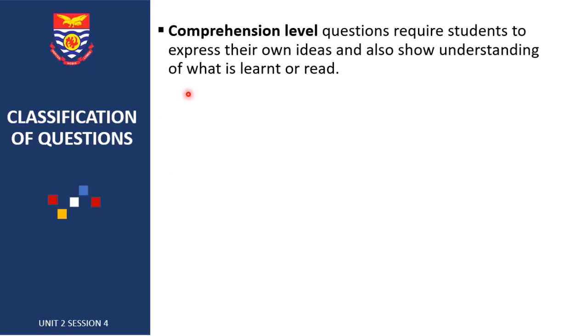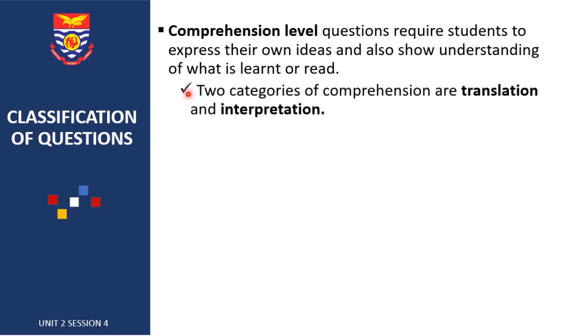Comprehension level questions require students to express their own ideas and also show understanding of what is learned or read. At this level, we can talk about 2 categories. And what are those categories? They are the translation and interpretation. The translation requires that a student restates, paraphrases ideas or statements without changing their meanings, while interpretation requires students to relate and compare things.